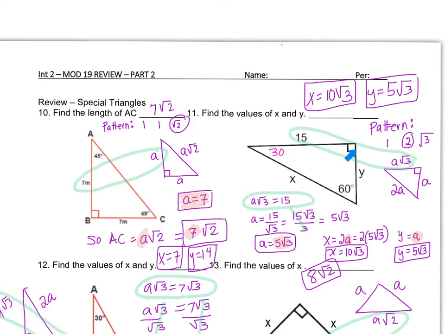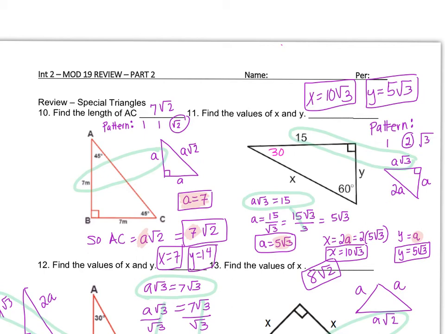On number 11, I'm going to do the same thing, except that the pattern changes because that's a 60 and that's a 90. So that must be a 30. So I'm going to set up my pattern. And my pattern for a 30, 60, 90 is a 1, 2, 3. Last one gets the radical. The 2 gets circled because it goes in the hypotenuse. So across from the 90 is the hypotenuse. There goes the 2.